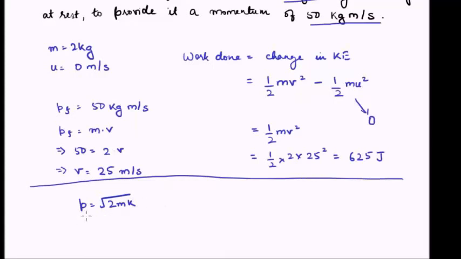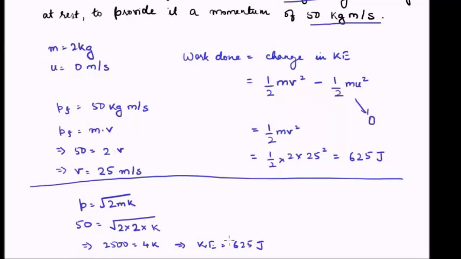We know that the final momentum is 50, so we can write here 50 is equal to root under 2 times the mass, 2 kg, and the kinetic energy I need to find. This implies that 2500 is equal to 4 times kinetic energy. As a result, kinetic energy turns out to be 625 joule. Now this is the final kinetic energy, since P was the final momentum.